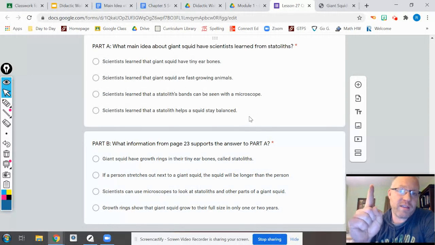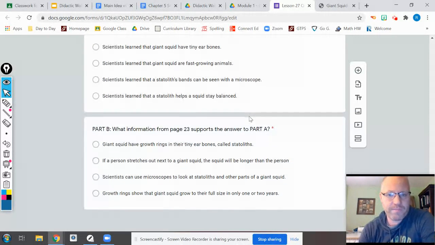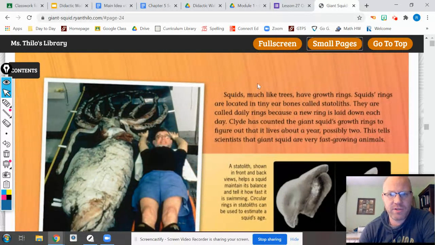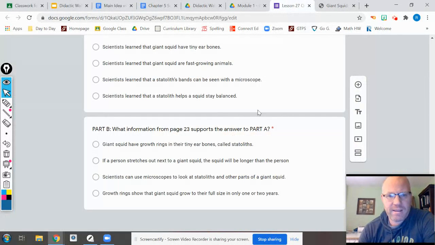There's one important thing that we learned from studying the statoliths. It's actually written in the paragraph here. So in this paragraph, when they studied the statolith, what did they learn? And then that brings you to here from page 23 in that paragraph.